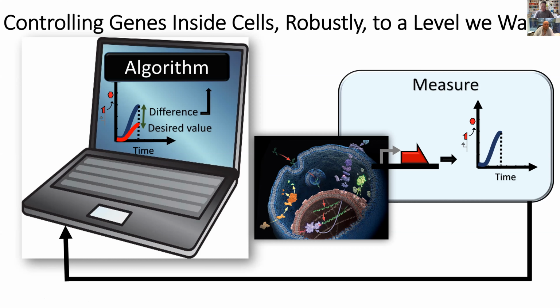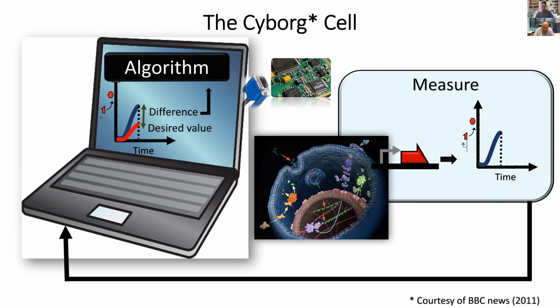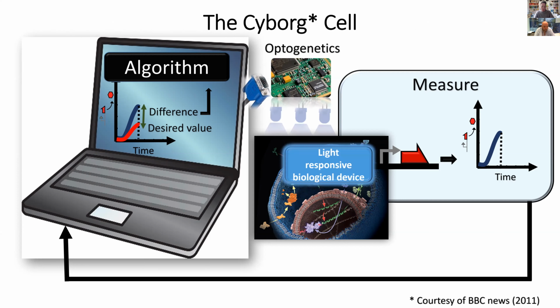And then it feeds it through a control algorithm, which determines how much of a stimulus the cell needs to be given in order to induce sufficient gene expression to regulate to the level we want. And then this command is passed to the cell. How this command is passed to the cell is through the use of optogenetics. So we engineer that gene to be light responsive, and by pulsing the cell with light, we can, so to speak, remote control it.